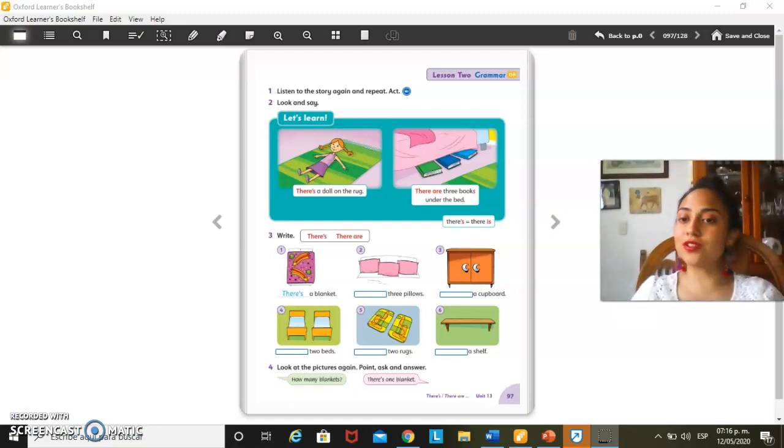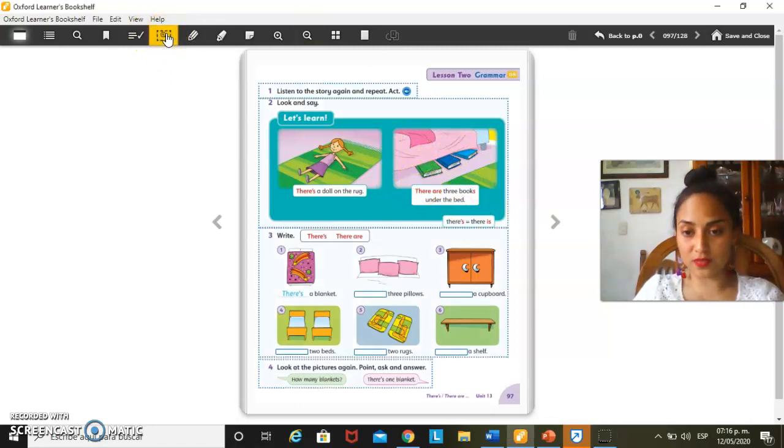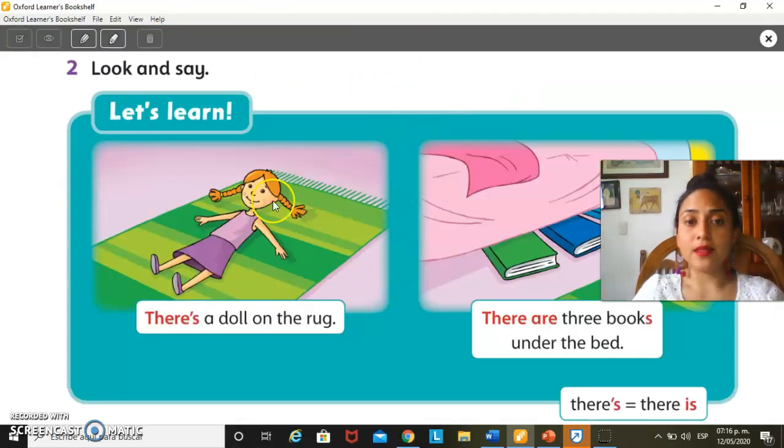Okay, you can watch the video again and pay attention on the sentences there's and there are. Now, everybody open your class book in page 97 and here on the top write the short date, okay? Now, first, read aloud these sentences. Lee en voz alta estas oraciones.